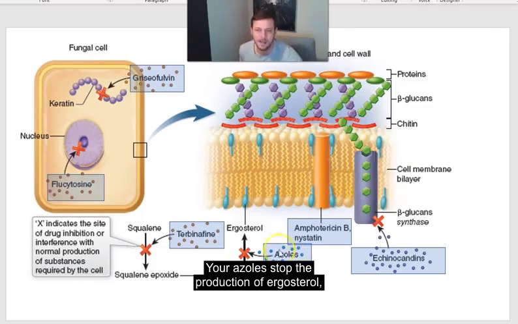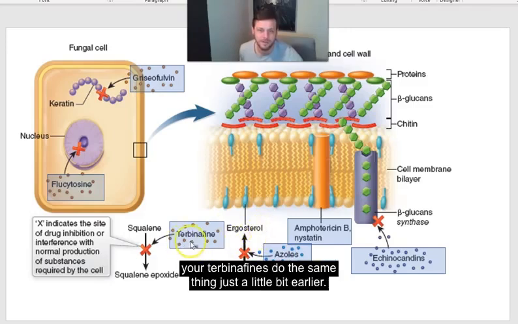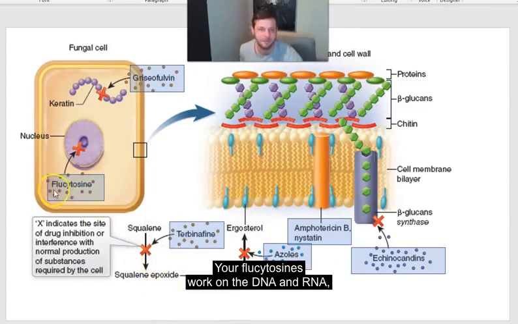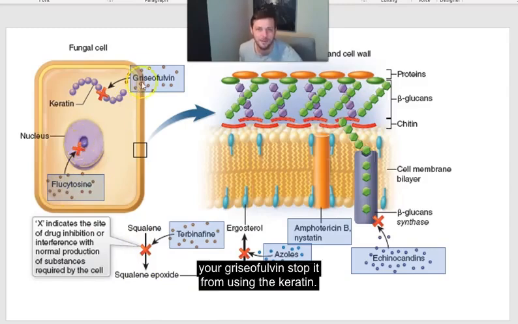Your azoles stop the production of ergosterol. Your terbinafines do the same thing, just a little bit earlier, stopping the formation of squalene to squalene epoxide, which then can go on to make ergosterol. Your flucytosines work on the DNA, RNA. Your griseofulvin stops it from using the keratin.